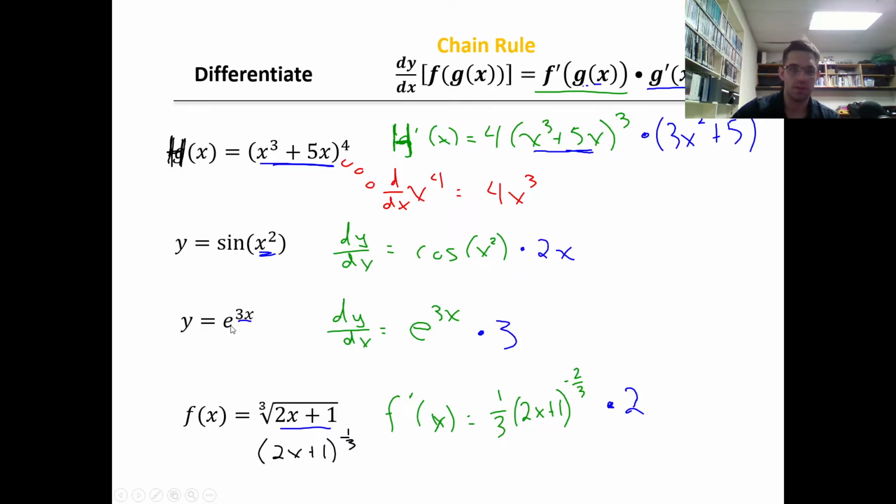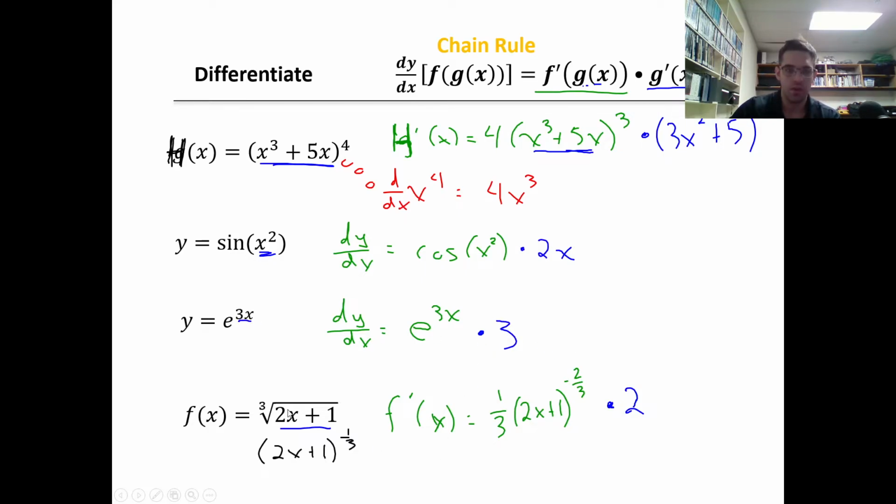Third example, the outside function is e to the power of x. So e is one of those weird functions. We're going to unpack this in a future lesson, but for right now, just know that the derivative of e to the power of x is just itself, e to the power of x. So if I take the derivative of e to the power of 3x, the outside function doesn't change, e to the power of 3x. And then I multiply it by my inside function. The derivative of the inside function 3x is going to be 3.